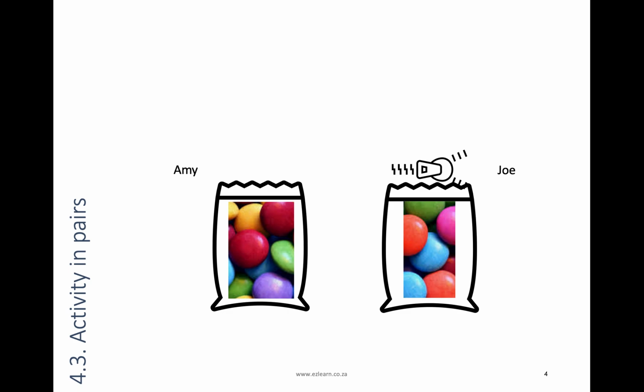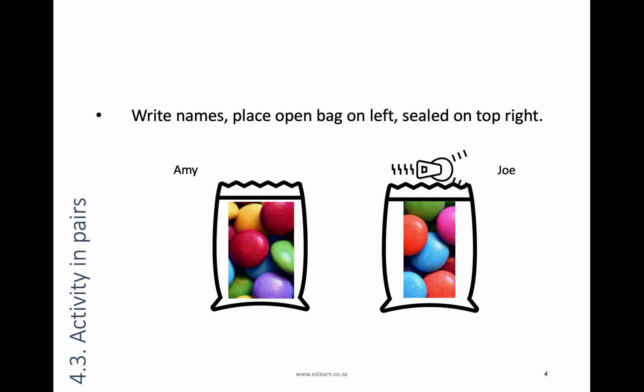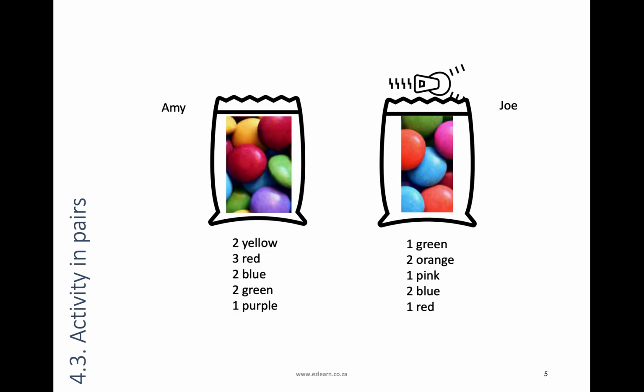Well, firstly, let's do a comparison of what each one has got. What I want you to do is, using your pencil, write down exactly what Smarties are in each of the bags in front of you. In my example, Amy has got 2 yellow Smarties, 3 red ones, 2 blue, 2 green, and 1 purple. Joe, on the other hand, has got 1 green, 2 orange, 1 pink, 2 blue, and 1 red. Immediately you can see Amy has got more Smarties, but they also have completely different colors, and this is very important.